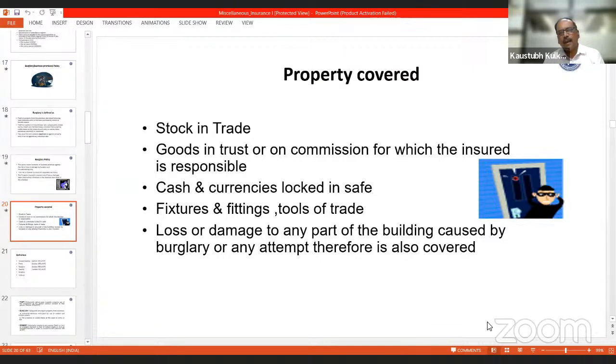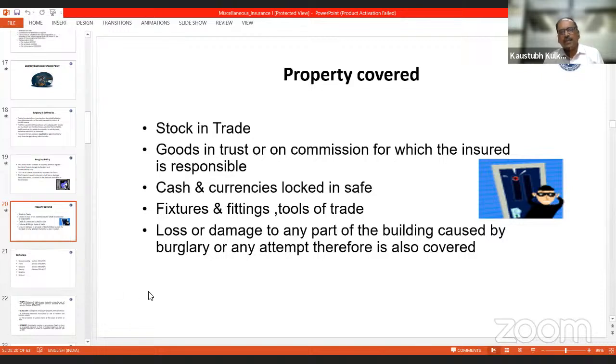So here, what is important, and when you are going through the proposal form also, you might have come across a question in your mind: why is the building portion described in the burglary proposal form? This is because if there is any loss or damage to any part of the building because of the burglary or attempt of the burglary, those can be reinstated. Those can be covered by taking the property coverage of burglary of a building under the burglary policy. So these are the properties.